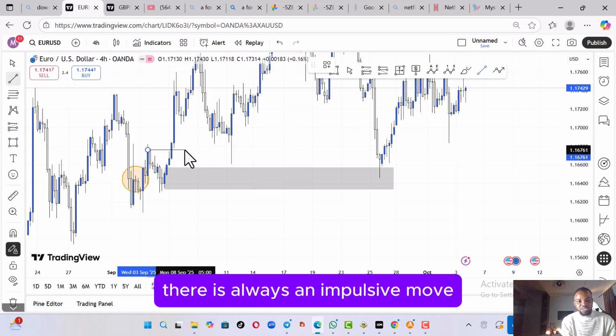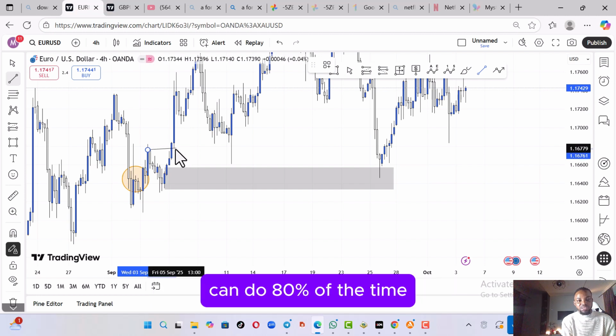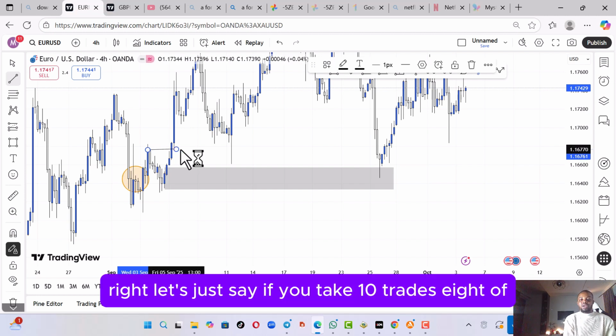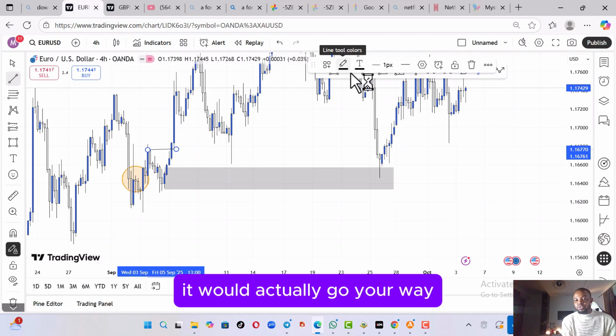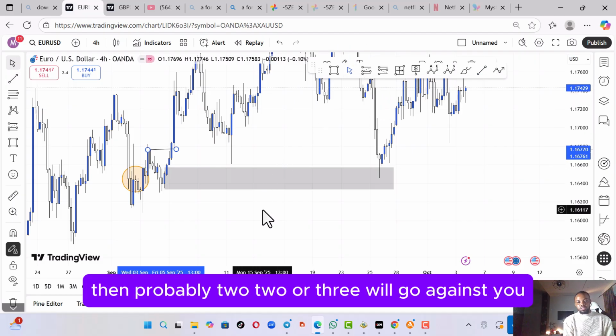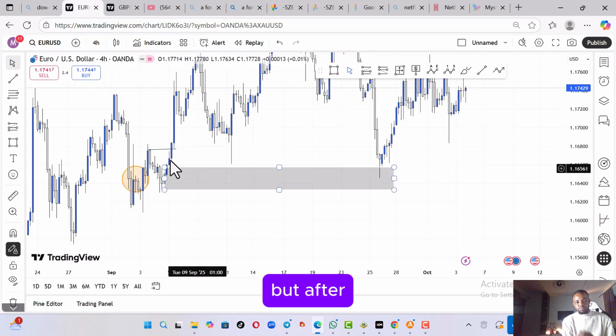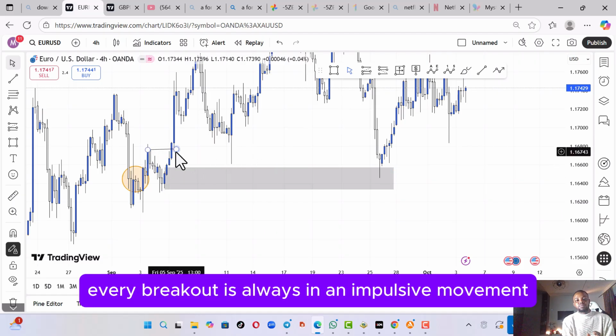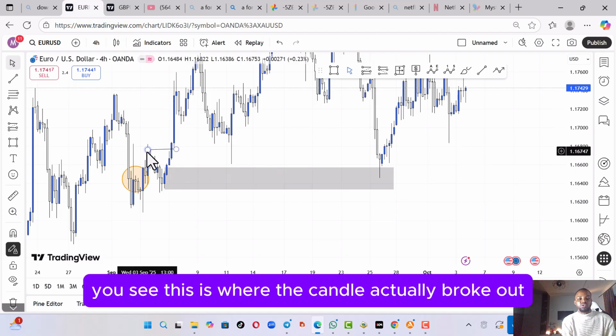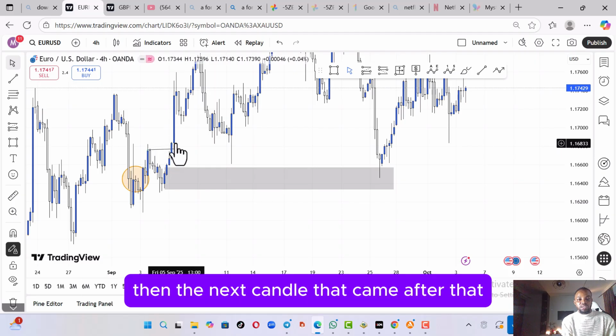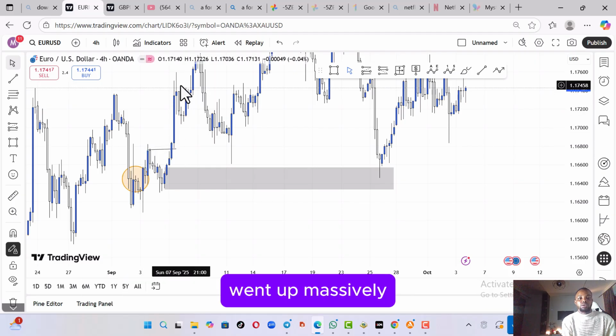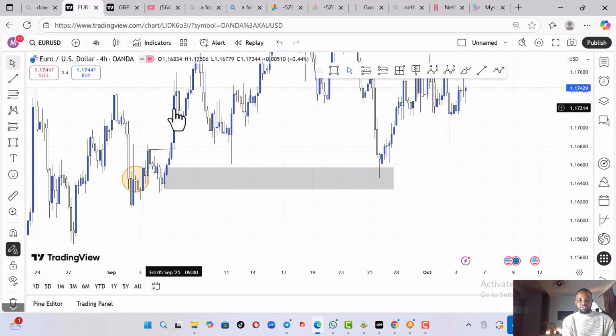After every breakout, there is always an impulsive move candle 80% of the time, right? Let's just say if you take 10 trades, 8 of it will actually go your way, then probably two or three will go against you. But after every breakout there is always an impulsive movement. You see, this is where the candle actually broke out. Then the next candle that came after that went up massively, right?